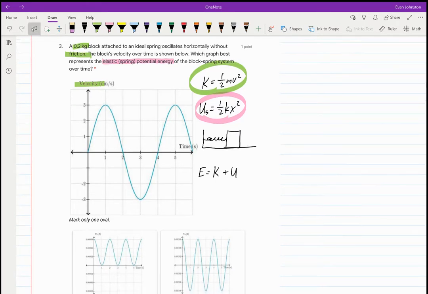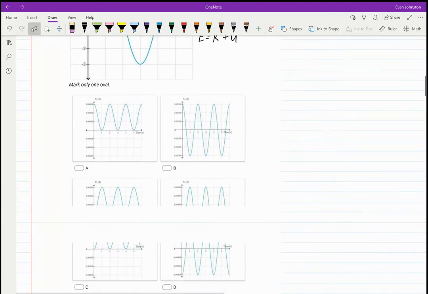In the beginning, if there's zero velocity, there's zero kinetic energy. So that one's zero. That means if we're not losing any energy because there's no friction, and it says there's no friction, and there's no kinetic energy, it must be all spring energy right here. So we're going to have the maximum spring energy at 0 seconds. So we're looking for a graph that has maximum energy at 0 seconds.